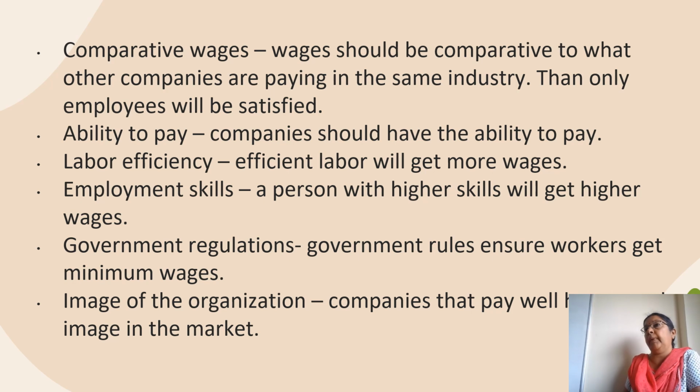Next is ability to pay. Companies should have the financial power to pay. They should have the financial resources. So big companies have the financial resources, they can pay well. Small companies don't have the financial resources, so they cannot pay well. So ability to pay is also a determinant of your compensation strategy. Employment skills. What are the skills of your employees? If they are more skilled, they will get higher wages. If they are less skilled, they will get lesser wages.